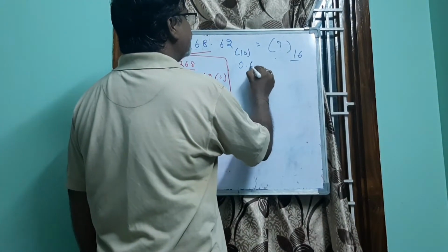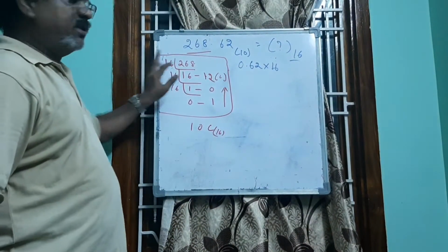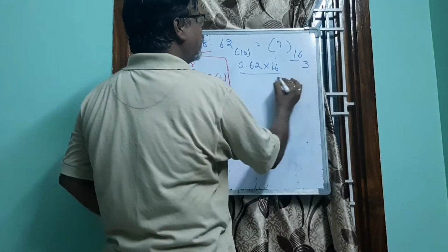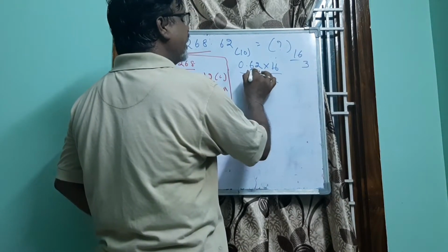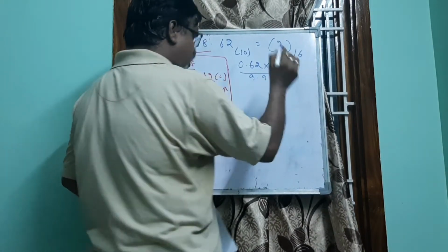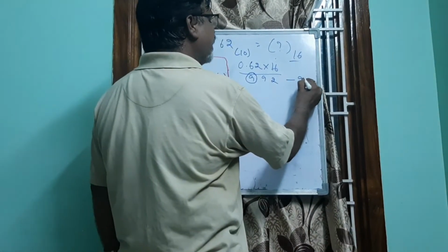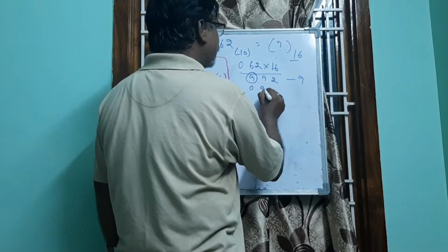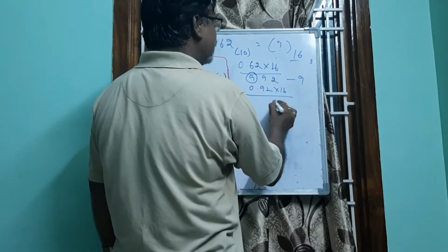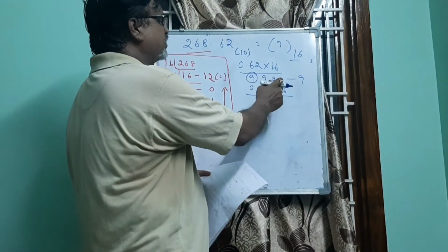Now the next one, that is your fractional part. 0.62 into 16. There we did division; here what we are doing is multiplication. So it is 16 2s 32, 16 6s 96 plus 3, 9.92. As I told you, you have to discard this 9 and write it here. So this will become 0.92 into 16. Again 16 2s 32, 16 9s 144.